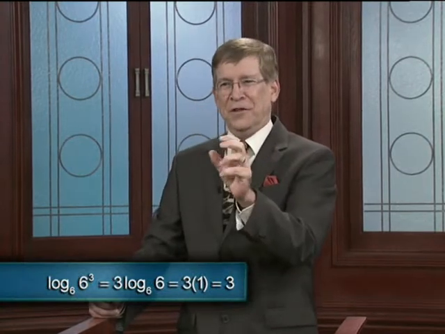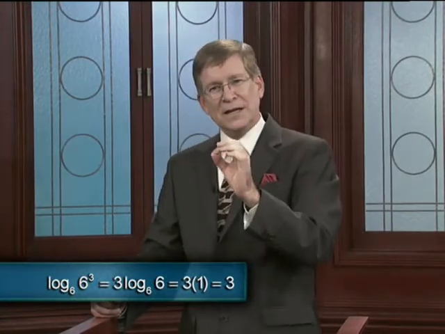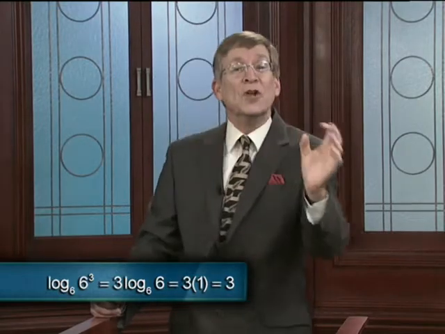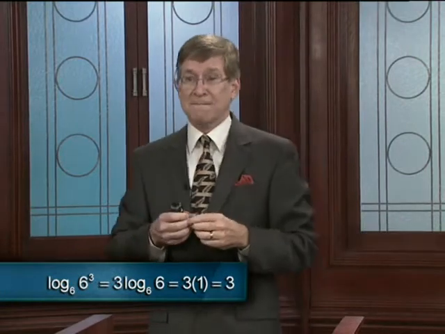Of course, we knew that property earlier, didn't we? We could have calculated that earlier without this fancy formula because, look, these are inverses of each other. 6 to the cube, 6 to the third power, is the exponential function, and then we log that. They're inverses, they undo each other, and you're left with 3.